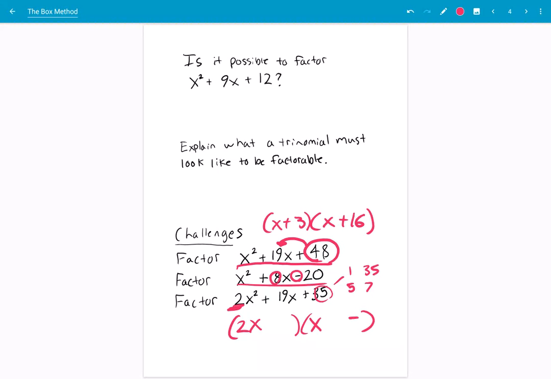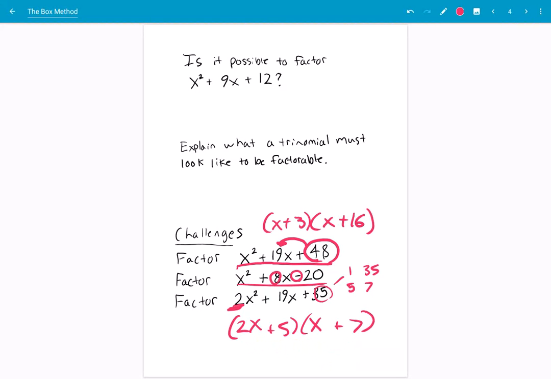You can kind of guess and check. If I did this, for example, I know I get 10x plus 7x. Well, that's 17x. That doesn't work. So maybe switch it around. And then I would get 14x and 5x. And what do you know? That is 19x. That works. So the actual answer to the last one was 2x plus 5 times x plus 7.